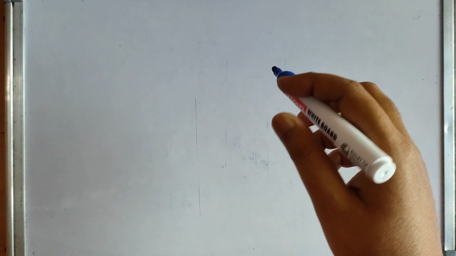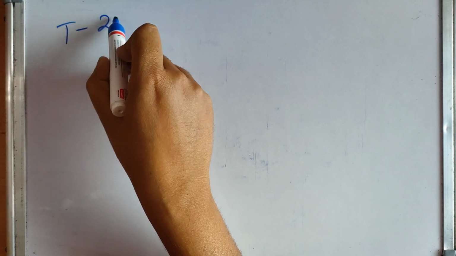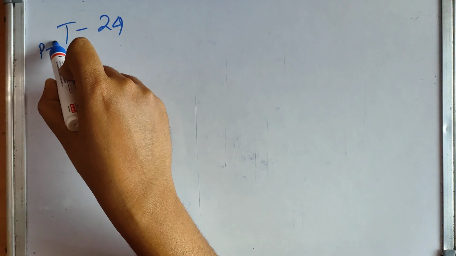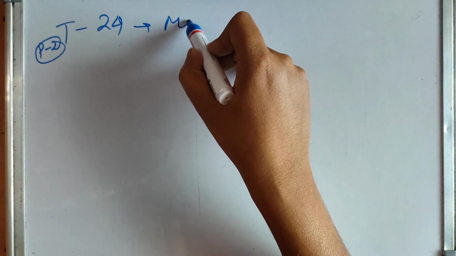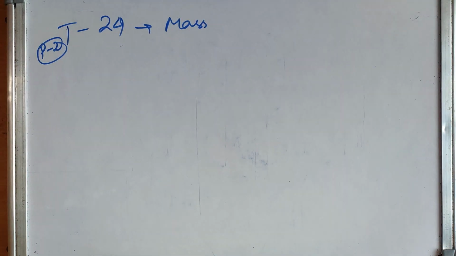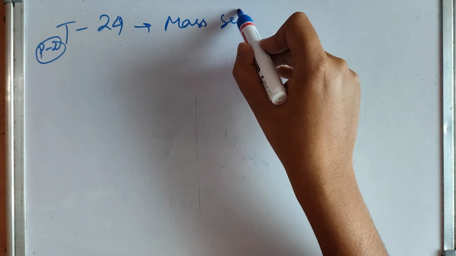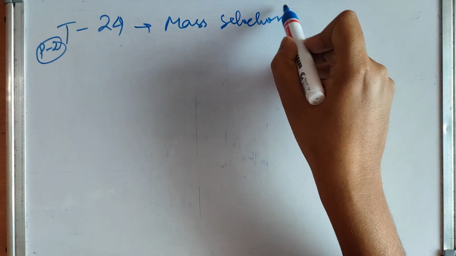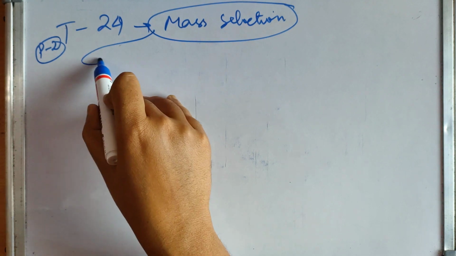So, today we are going to do topic 24 of paper 2, and here we are going to discuss mass selection. We have discussed pure line and pedigree selection in previous lectures, and today we are going to discuss mass selection. So, what is mass selection?